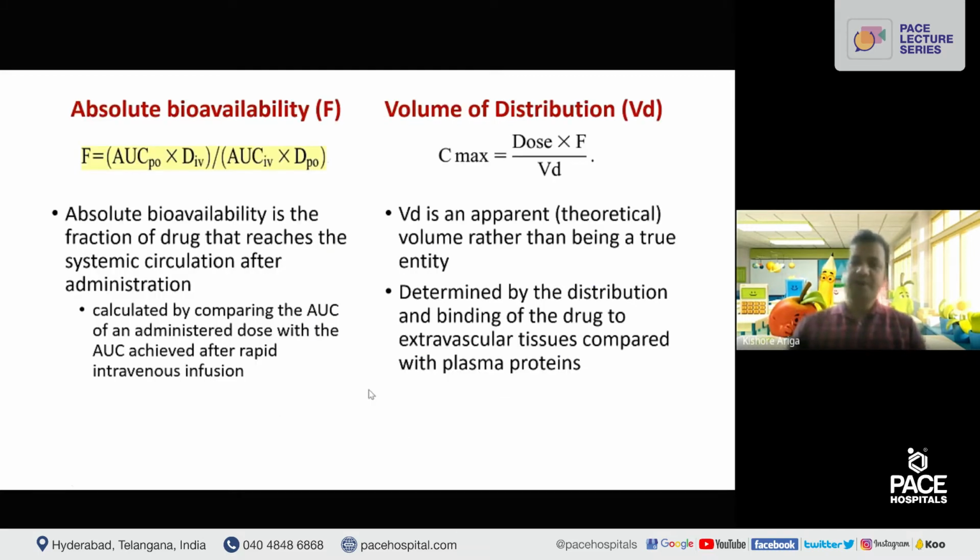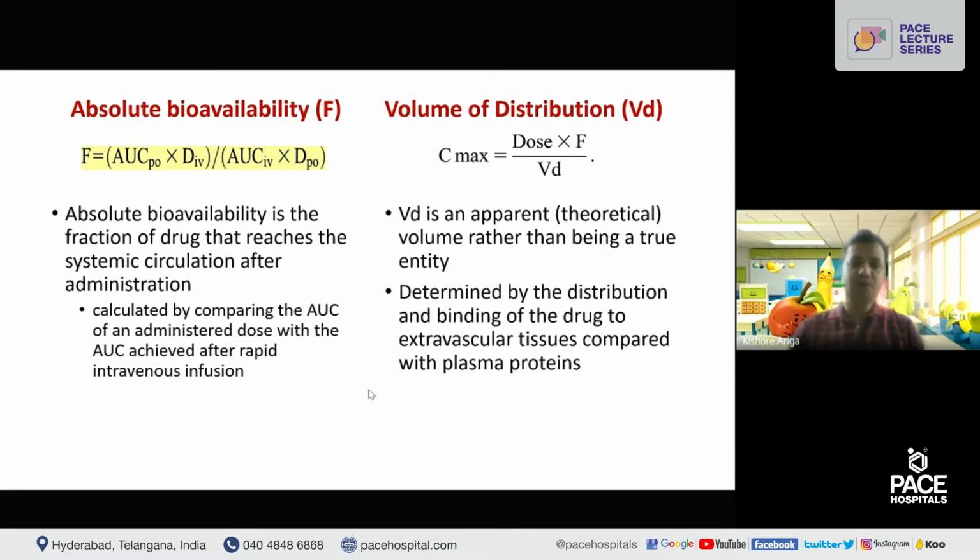So the important definitions which we need to know before knowing about the effects of kidney on drug dosing are bioavailability, volume of distribution, and clearance. So what is bioavailability? Bioavailability is the fraction of drug that reaches the systemic circulation after administration. As we all know, 100% bioavailability is seen with drugs which are given by intravenous infusion.